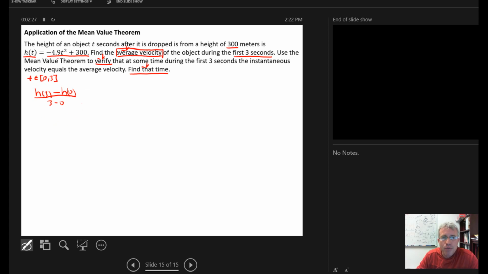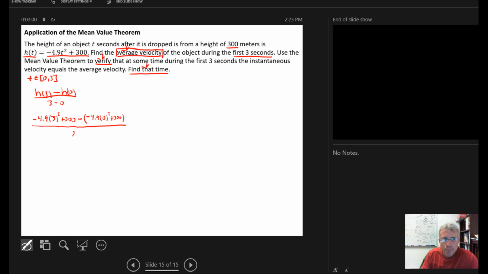So to get the average velocity, we just plug the 3 and the 0 into the height function. So we get negative 4.9 times time squared plus 300, plugging the 3 into the height function, minus parentheses, now plug the 0 into the height function. So we get negative 4.9, 0 squared plus 300, and this is all over the change in time. Change in height divided by change in time. 3 minus 0 is 3.